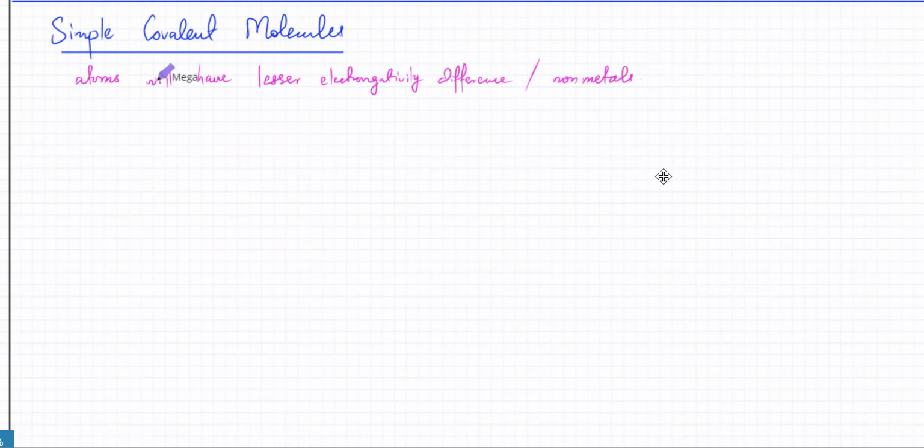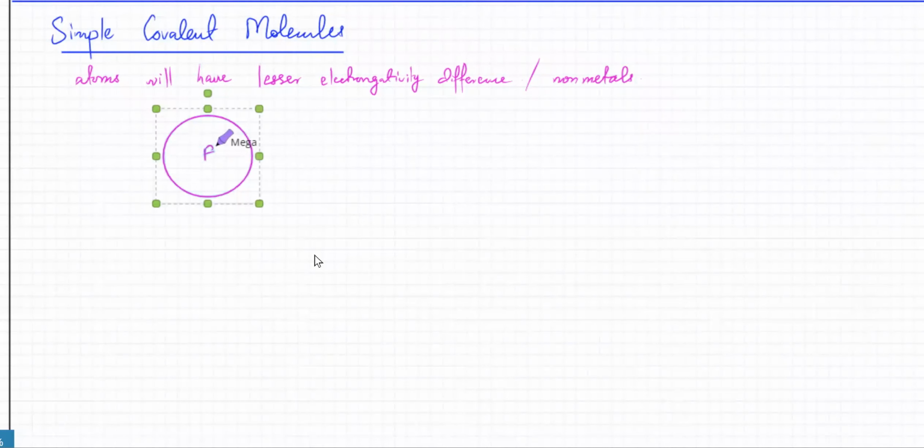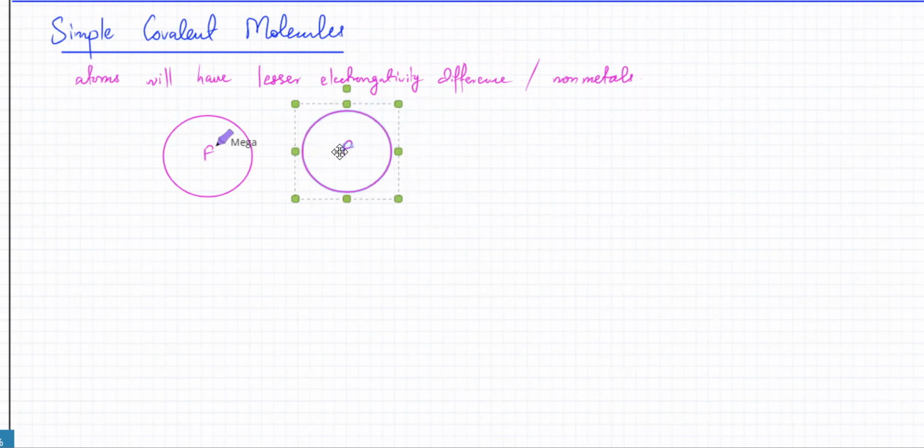Now, in ionic compounds, you had one atom losing electrons, the other one gaining electrons. Now, in a covalent molecule, what will happen is both elements would be equally electronegative. So if I have a fluorine atom, now fluorine is one of the most electronegative atoms. So if I have one fluorine atom and I've got another fluorine atom, the two fluorine atoms are very electronegative. And fluorine has a total of 7 electrons. And there's this other fluorine atom.